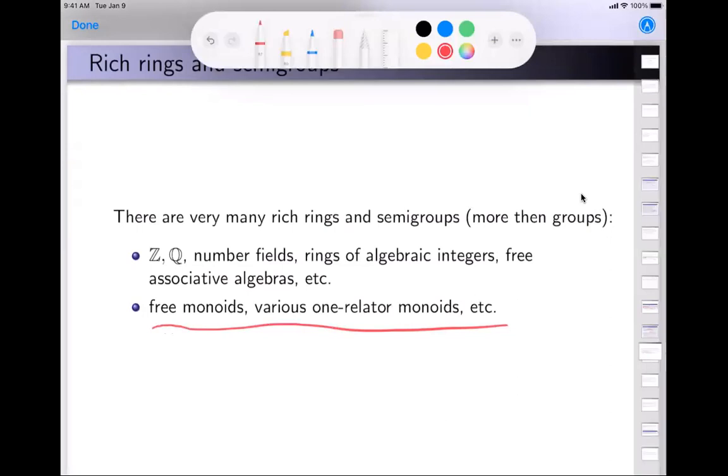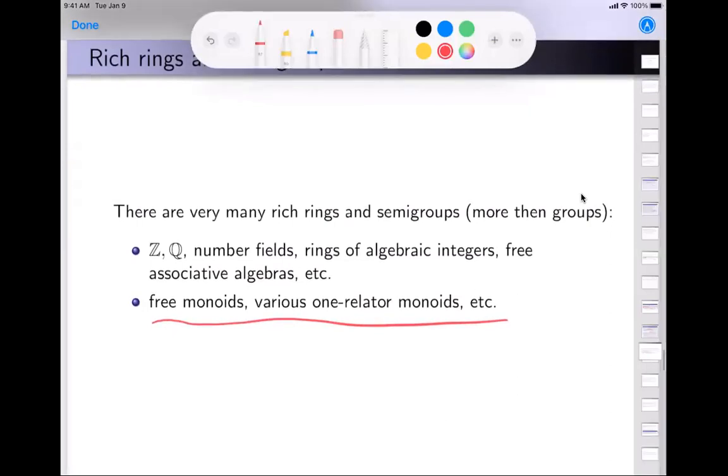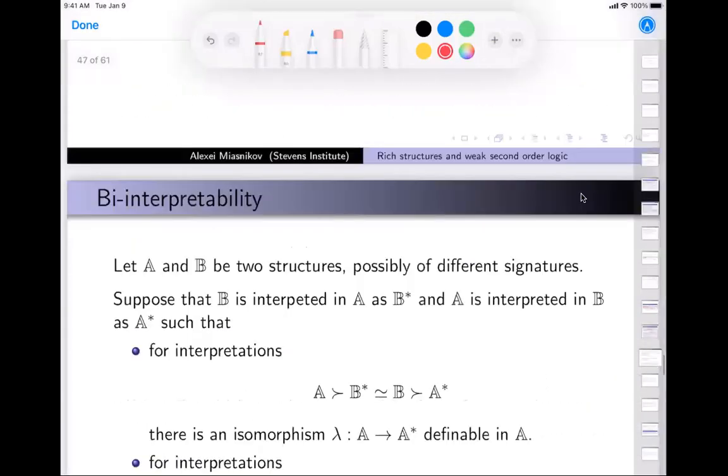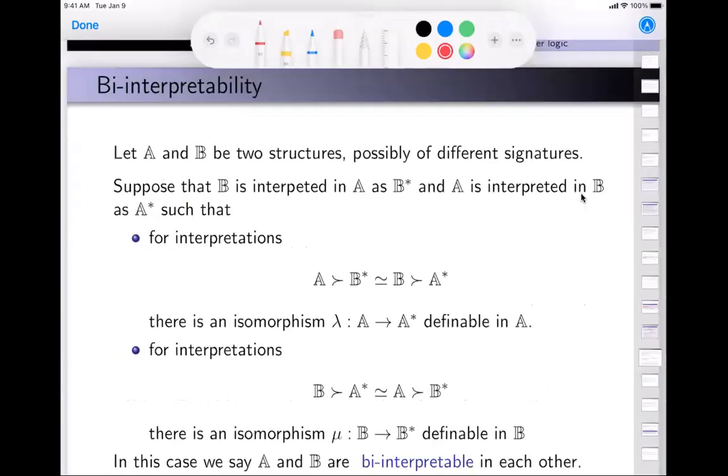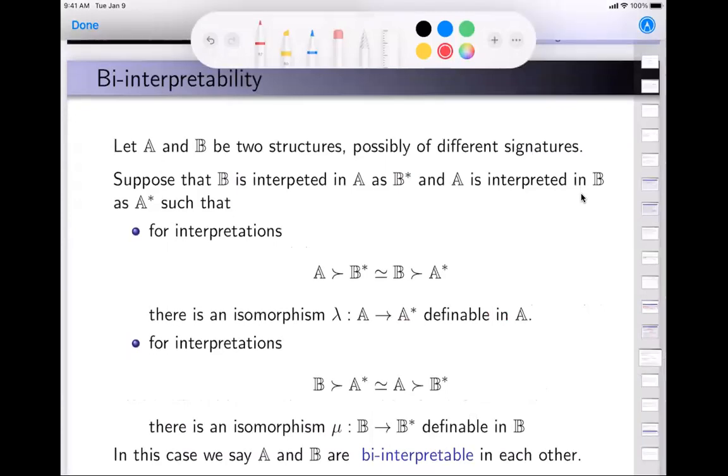In the paper I mentioned by Olga and her PhD student, Laura, they proved not only free monoids are rich, but various one-related monoids are also rich. So how to prove that a structure is rich? One of the ways is used by bi-interpretability. Let me explain a little bit.